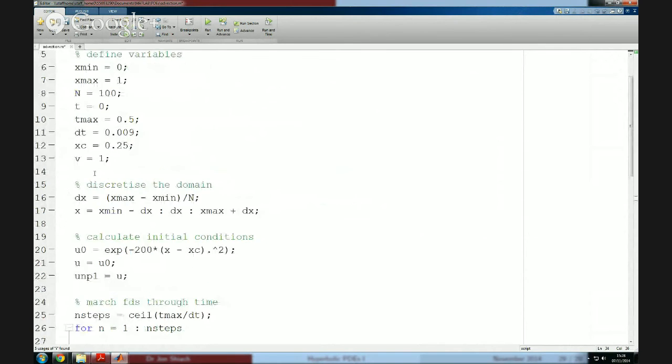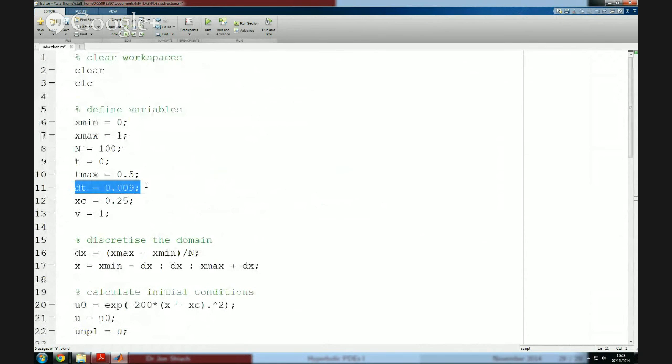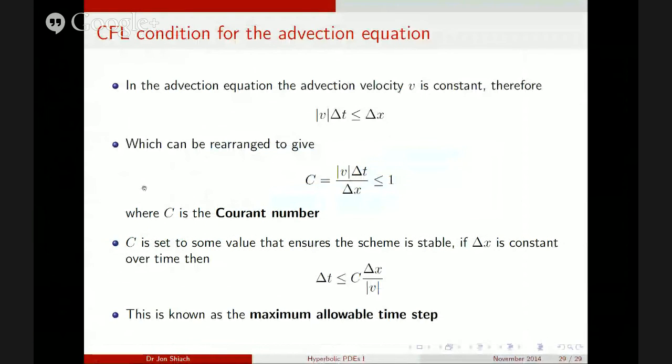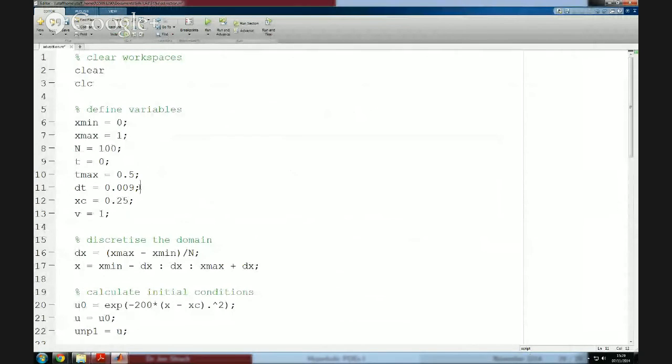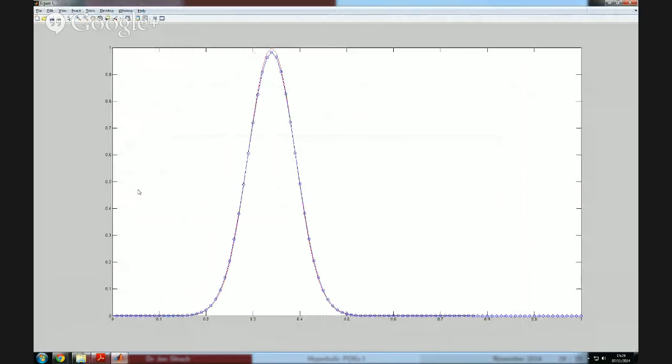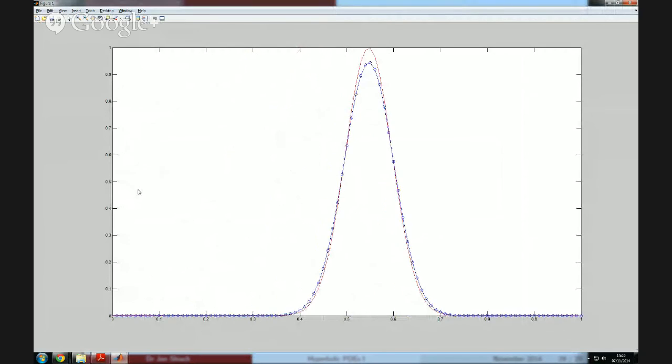The reason is that the c value for which the first order upwind scheme is stable is 1. So c has got to be less than 1. What I did is I set c to be 0.9. If c is 0.9, that ensures it's less than 1. My delta x was 1 in 100, and v was 1. So 0.9 times 1 in 100 is 0.009. That's why I set it. When I run it, the first order upwind scheme is stable.